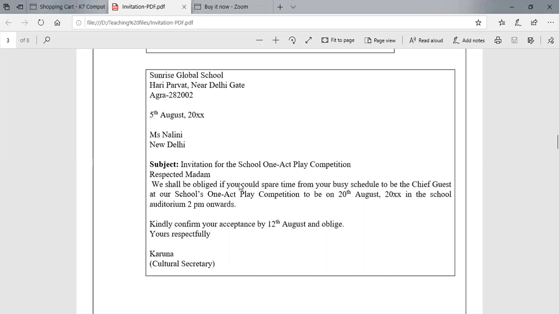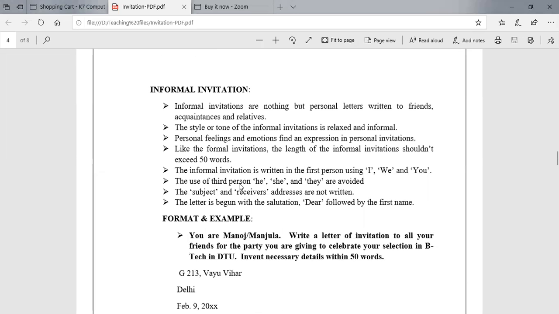The next one is informal. So informal invitation: whenever we are talking about informal invitation, we have to remember informal letter. That means personal letters. Informal letters are personal letters. You have to remember that informal invitations are nothing but personal letters written to friends, acquaintances, and relatives, and so on. The style or tone of the informal invitations is relaxed and informal. Personal feelings and emotions find expression in personal invitations.